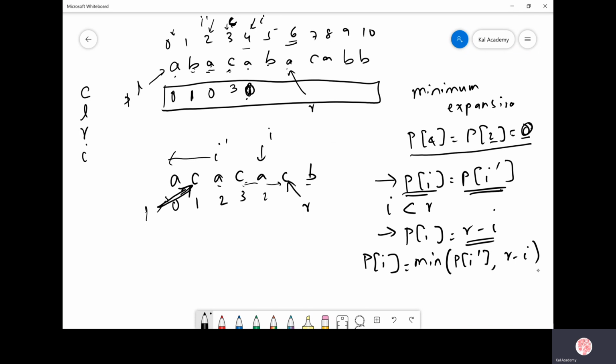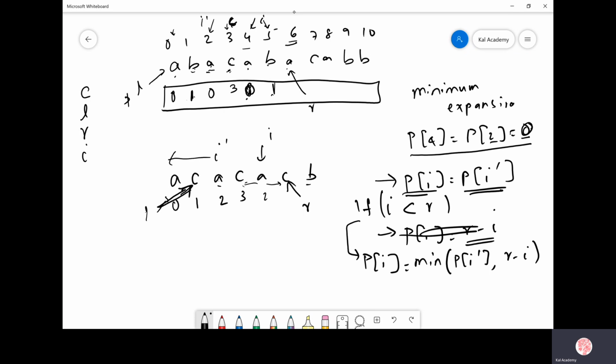So if I were to write this code, I would say if I is less than R, then P of I is the minimum of P of I prime and R minus I value, right? Now the next thing we need to do is move the I to 5 here, and you continue doing the same formula because I is still less than R. So you would assume the minimum value of P5 would be same as P1. But if I is still less than R, you also need to check the value of R minus I, which is 1. So in this case, both of them are 1, so you would assume it is 1.